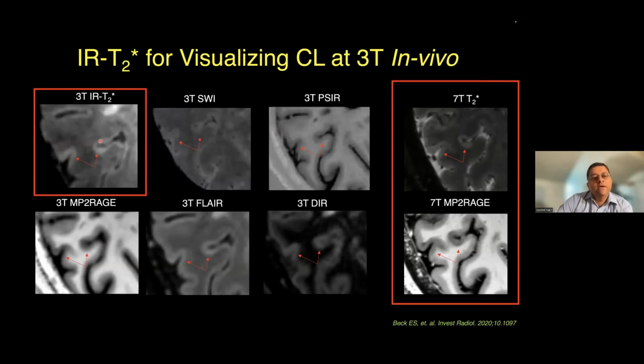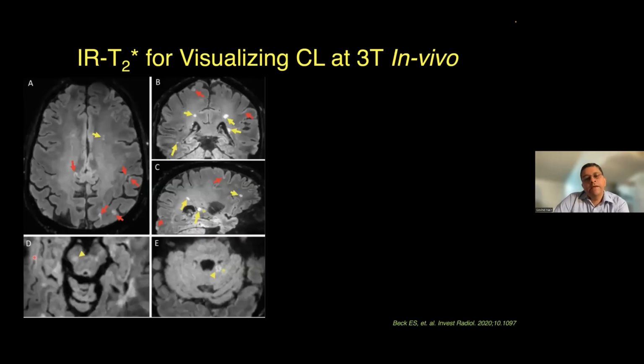We have these hyperintensities in the IR T2 star that can be seen in some of the sequences like PSIR, but it is really well seen at 7 Tesla. Now we can also see it on the 3 Tesla. And IR T2 star really does pick up lesions in various parts of the brain: deep white matter lesions, cortical lesions next to the ventricles, lesions in the brainstem, and in the infratemporal region. So it seems to be versatile enough.